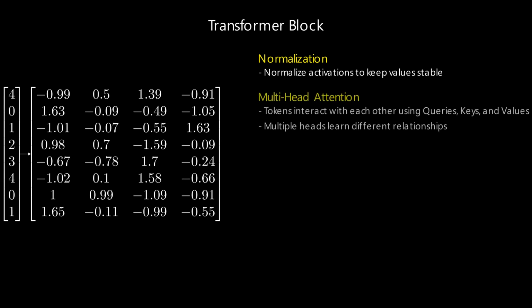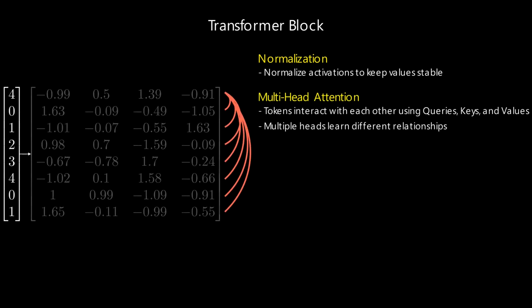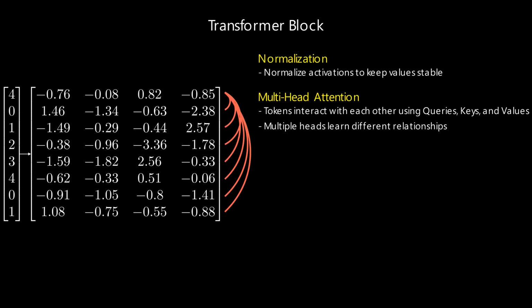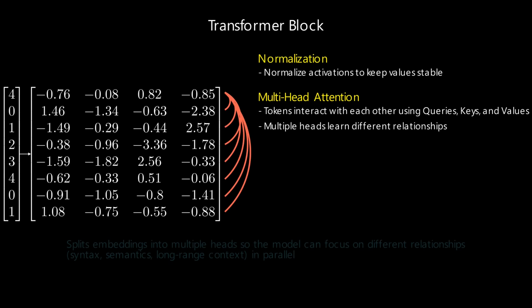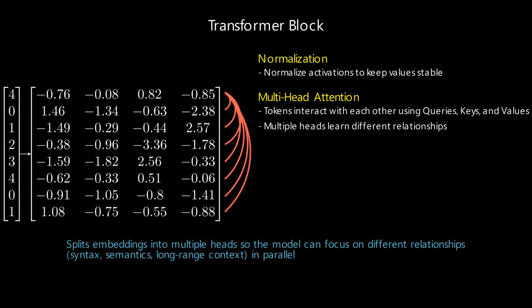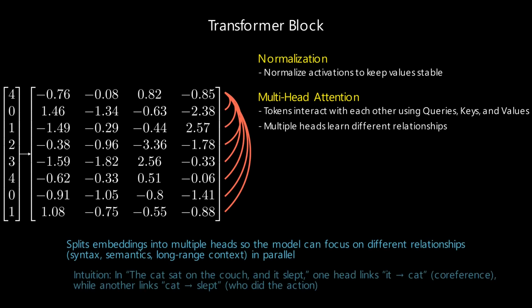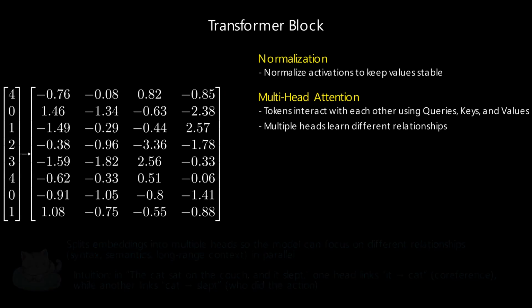The second step is multi-head attention. Here, the tokens interact with each other to understand how they are related. This interaction is split across multiple heads, so the model can learn different types of relationships in parallel. Some heads may learn syntax, other semantics, or long range dependencies. For example, the cat sat on the couch and it slept. From this statement, the model needs to understand that it refers to the cat and not the couch. Mathematically speaking, attention aligns the embedding vectors, so related tokens point in similar directions in the vector space.